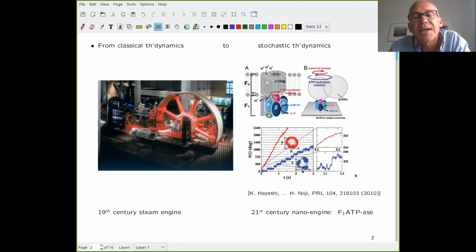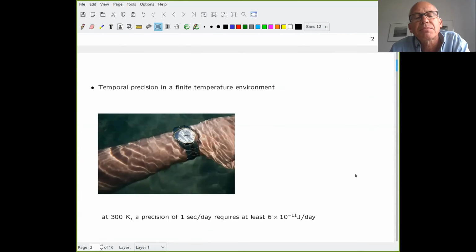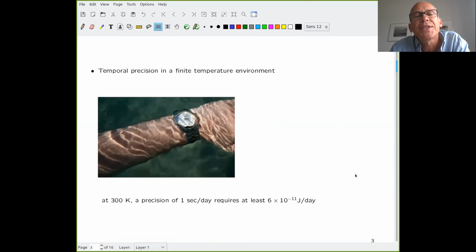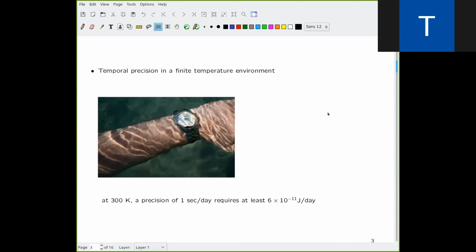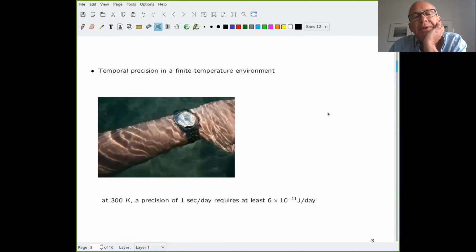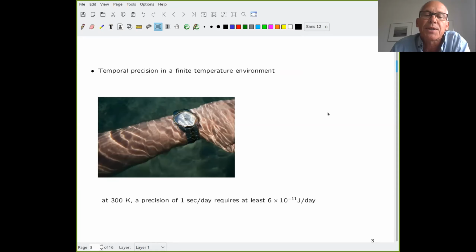But I want to start with the original question which brought me into this. Suppose you want to measure time with this kind of clock. You have to appreciate that we do this in a finite temperature environment. So obviously there will be fluctuations and it will be impossible to have an infinitely precise clock. It will also always come with some error.